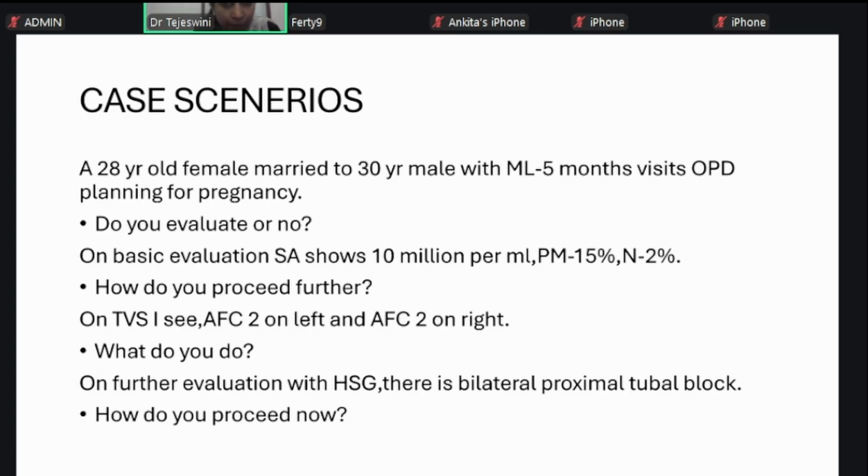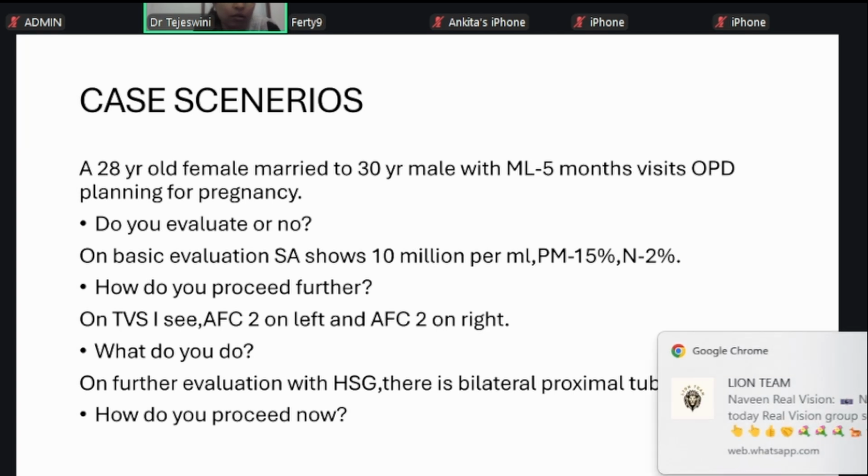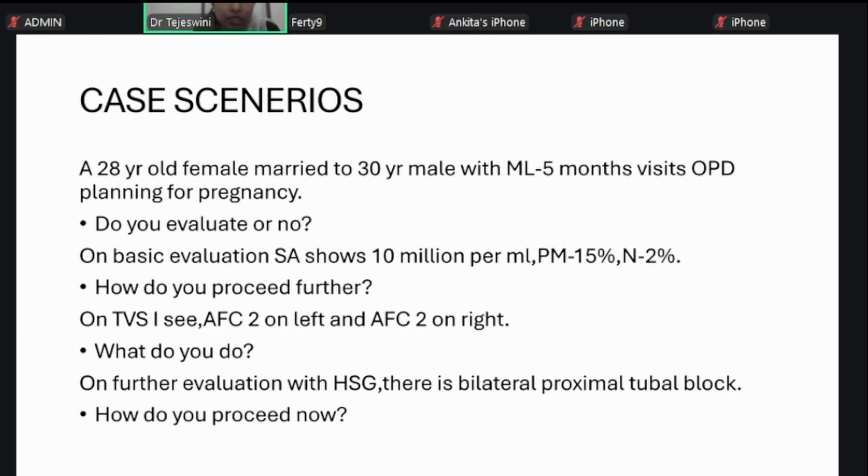Whenever a couple comes to you, even with a shorter marital life, but they are planning pregnancy, they have to be evaluated. You can't tell them, you are less than 35 years, you are hardly 5 months into marital life, come back to me when you are 1 year or so. These days, with the increasing trend of diminished ovarian reserve and abnormal semen parameters, whenever a young couple with a shorter marital life comes to you planning for pregnancy, it's our responsibility to do a basic evaluation for them and advise them accordingly.